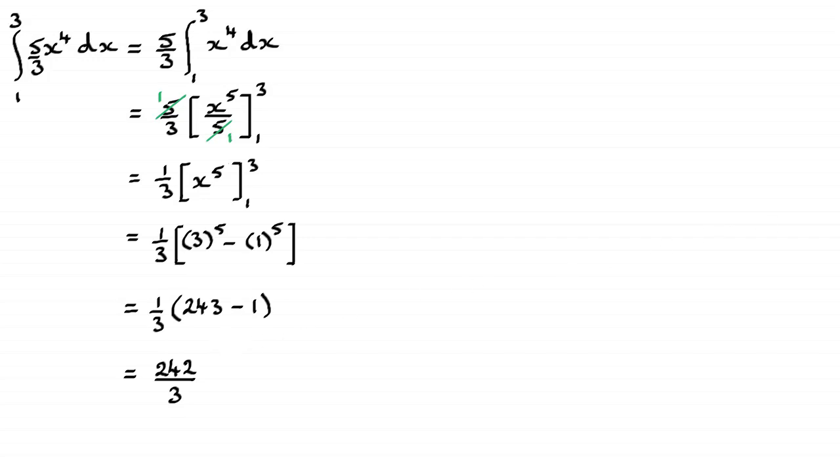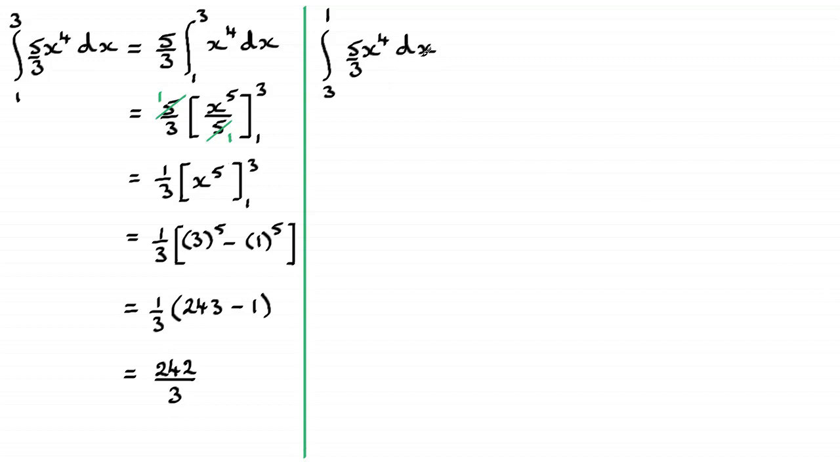The next point I want to demonstrate is what happens if we do this integral. It looks the same, 5/3 x to the 4, integrated with respect to x. You'll notice I've swapped the limits around. We're integrating from 3 to 1. We're not integrating from 1 to 3, we're integrating from 3 to 1. What do you think our result will be? Well, let's just see. You might want to pause the video at this point, but I'm not going to just hold it up. We're just going to work through it.